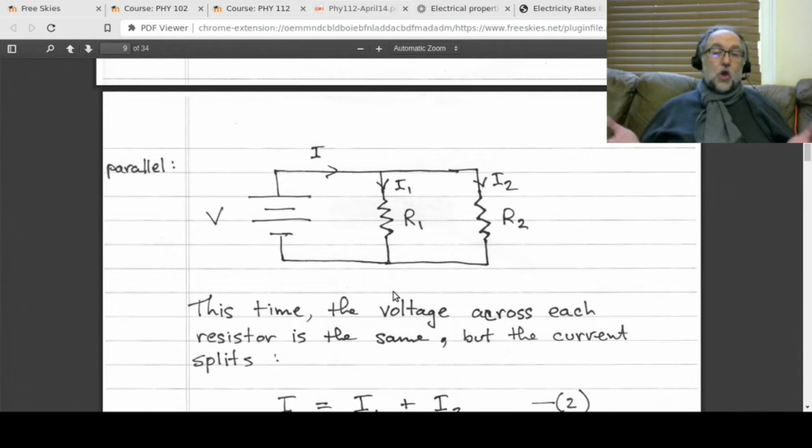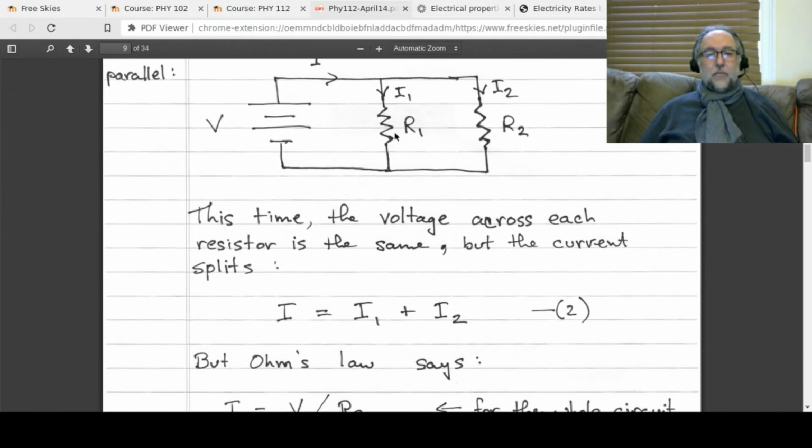Okay, the sum of the current going in has to equal the sum of the current coming out of that junction there. All right, this is a different situation. Now let's write that down. There's our equation. The total current basically gets split between I1 and I2, such that, because charge is conserved, the two branches have to equal whatever's feeding them. So I is equal to I1 plus I2.